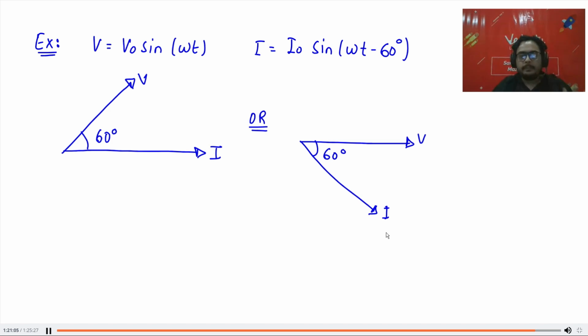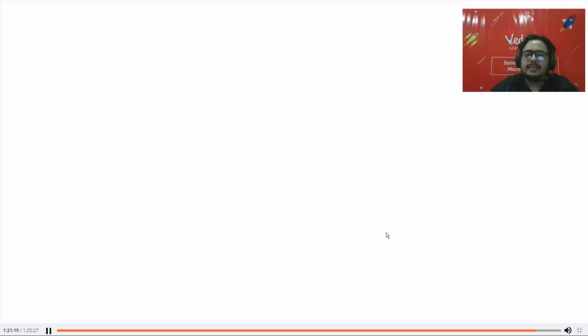अरे बोलो, अरे बोलो. That you can see the difference between EMF and voltage. You can see in the current electricity lecture. In short, I can say both are the same things for ideal battery.